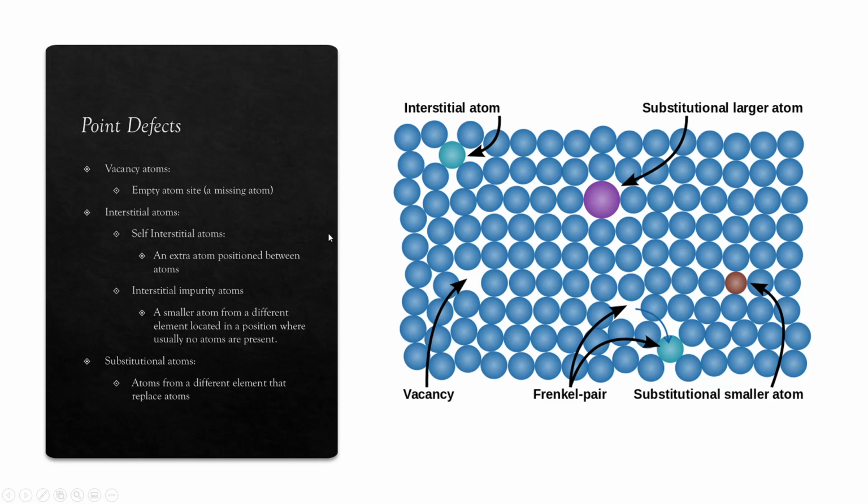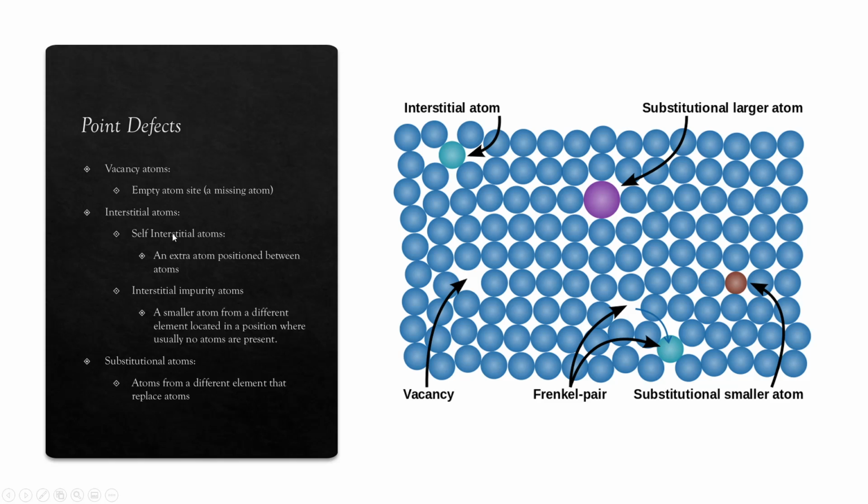The second type is interstitial atoms. So as you can see here from the Frenkel pair defect, there's usually an atom right here, and it moves to a different location, causing a vacancy atom, a vacancy site right here, and causing an interstitial, self-interstitial atom right here.